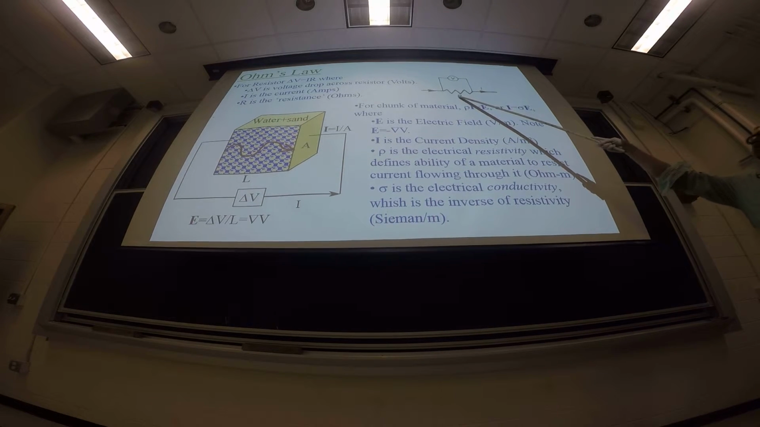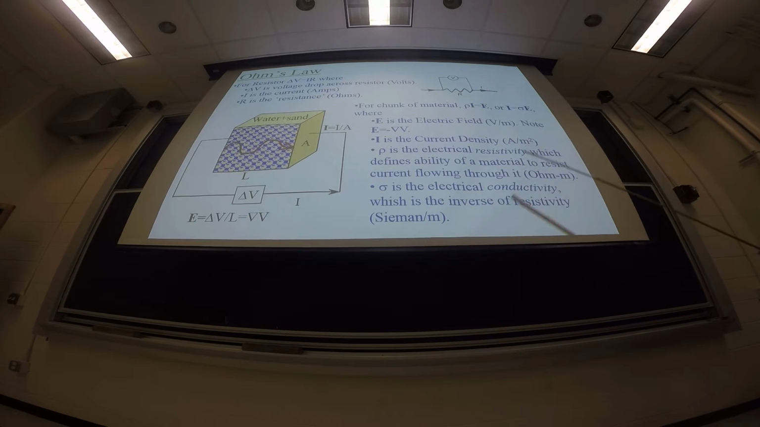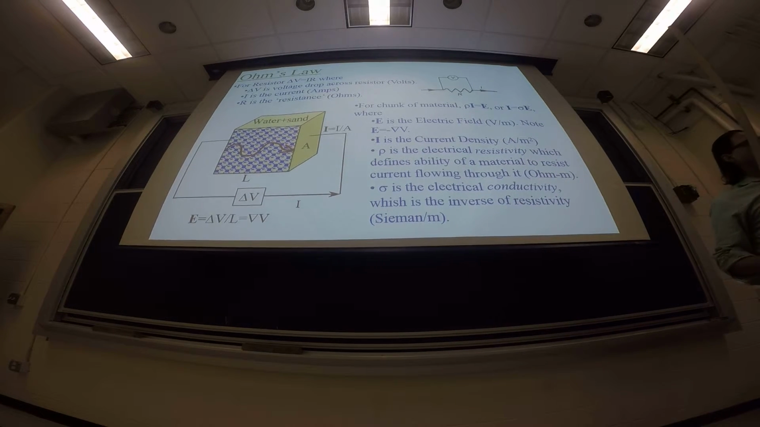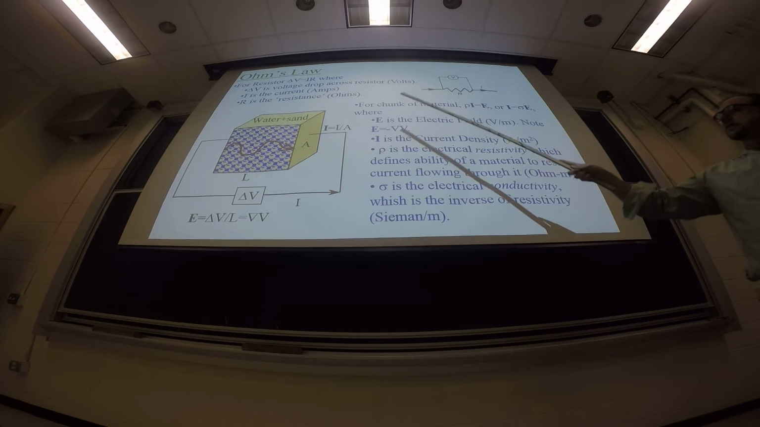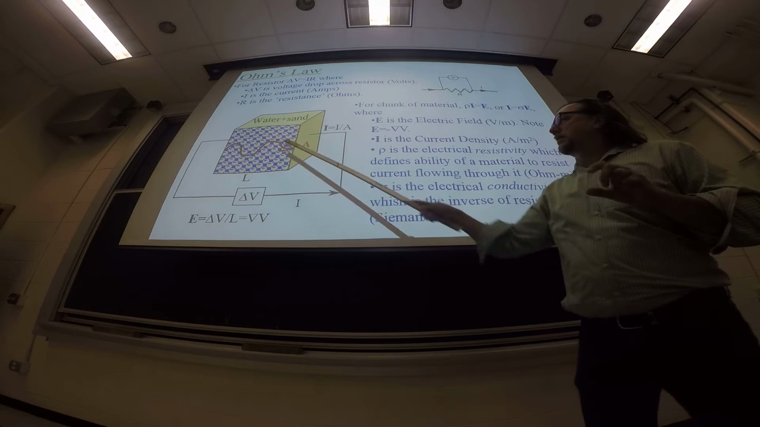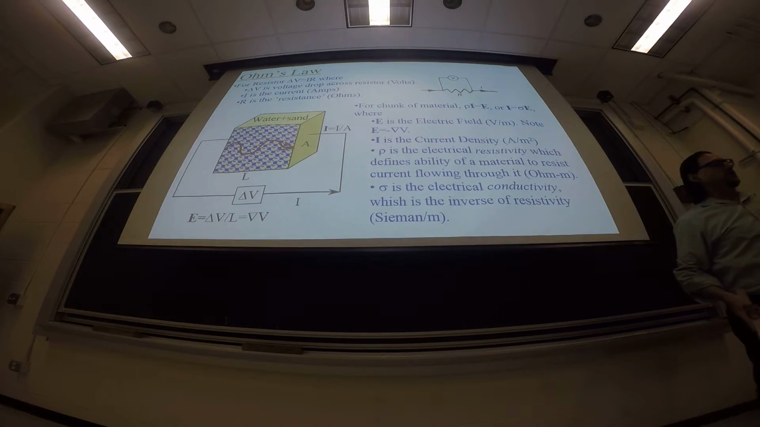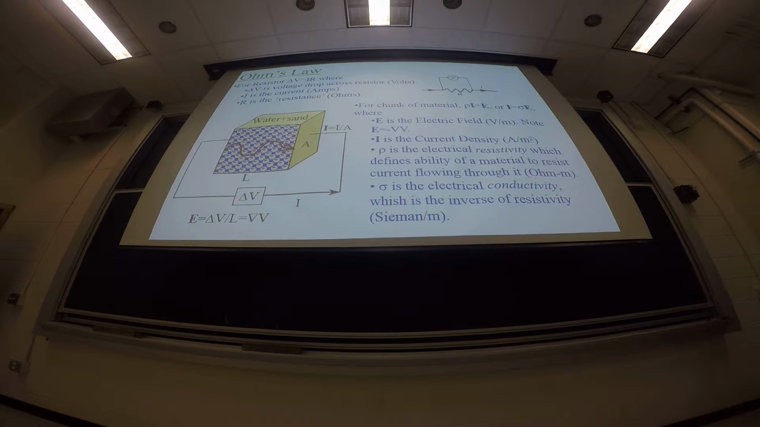Now the resistor up here had units ohms. Rho, the resistivity, has units of ohm meters, which comes from taking the resistance of this block, multiplying it by the area, and dividing it by the length, and then you come up with the units ohm meters.